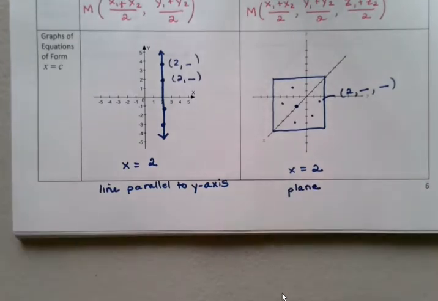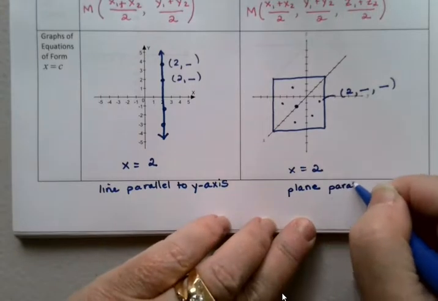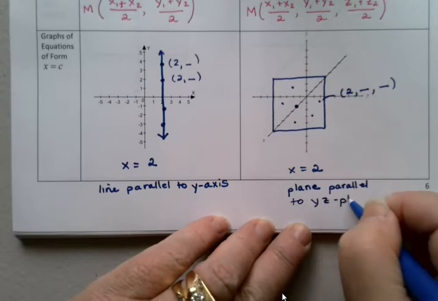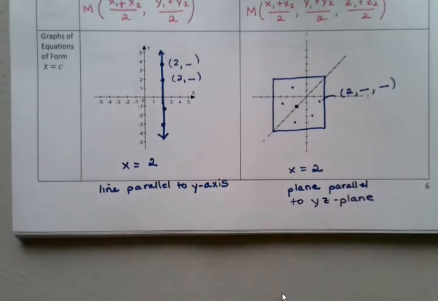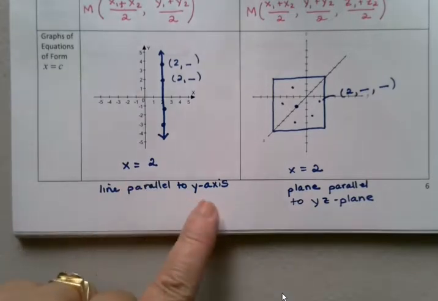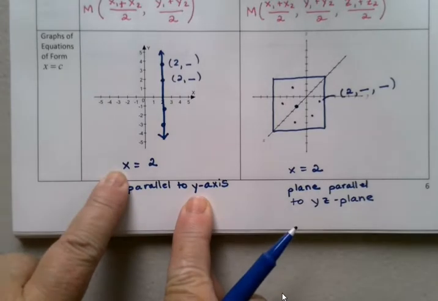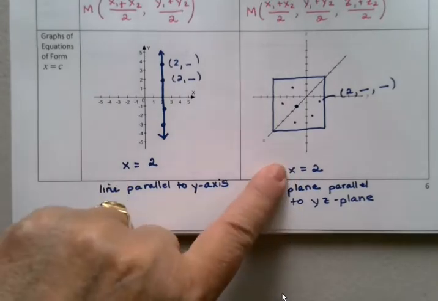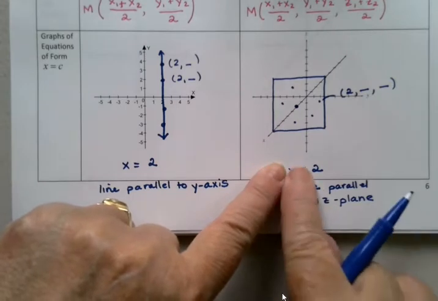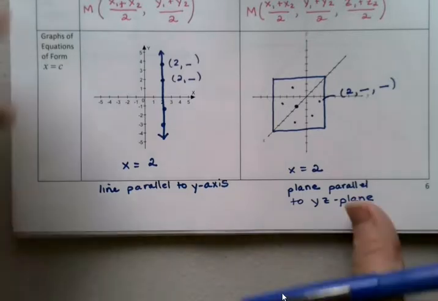And notice this plane is parallel to the YZ plane. It's perfectly vertical. So look at the pattern. X equals 2 here was parallel to the y-axis. X equals 2 here was parallel to the YZ plane. So that was the opposite variables, right? Let's use that same idea to draw a couple of other planes.